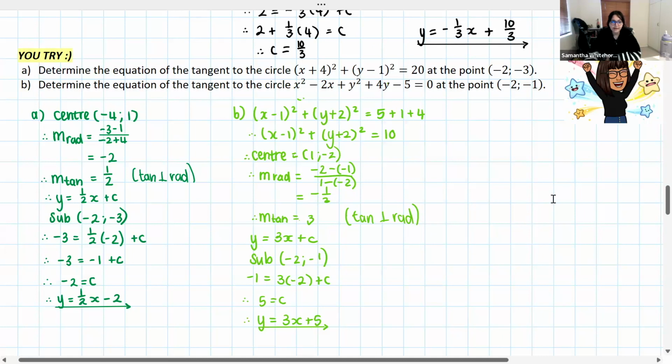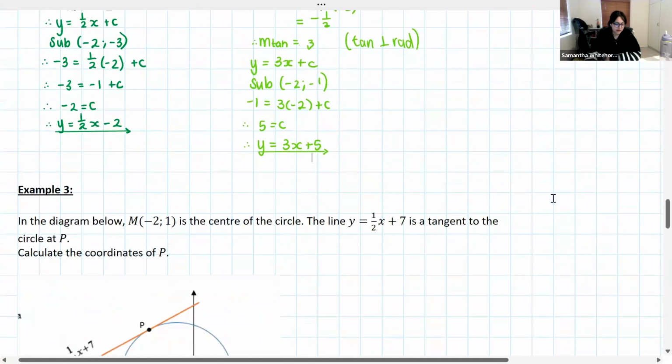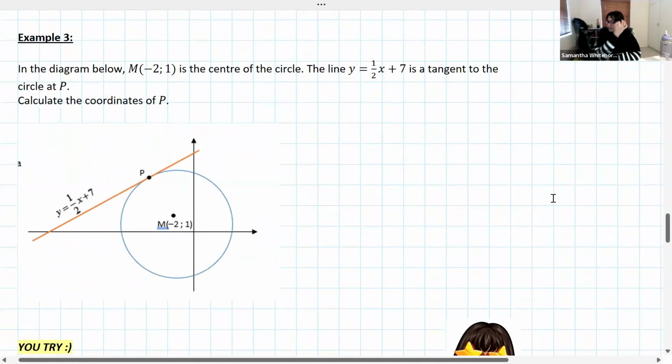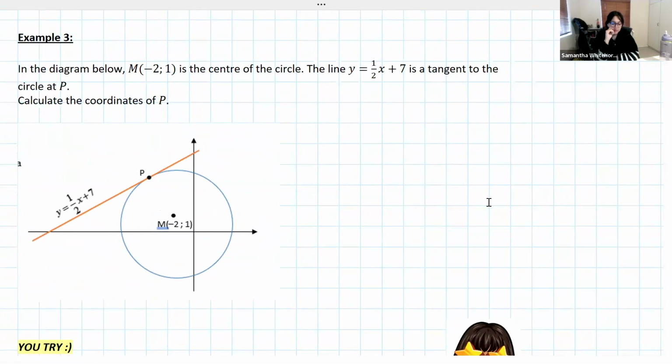Okay. So let's have a look at this next one. This is a nice, exciting one. So it says in the diagram below, M at (-2, 1) is the center of the circle. So we don't have the equation of the circle, we just know where the center is. The line y equals 1/2 x plus 7 is a tangent to the circle at P. Calculate the coordinates of P.